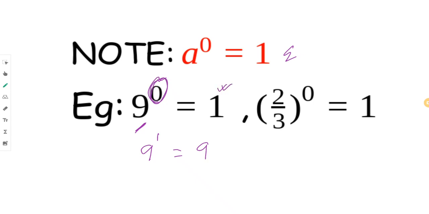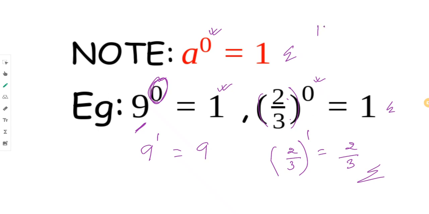Again, look at this example. 2 by 3 in brackets to the power 0, it will simply be 1. But if it was like this, 2 by 3 to the power 1, it will simply be 2 by 3. So just remember, whenever the power is 0, no matter how big the number is, the answer is 1. Let's say 1000 to the power 0, then the answer will be 1. Let's do one more. 28 to the power 0, it's 1, not 28. So you have to learn these formulas before we can start.